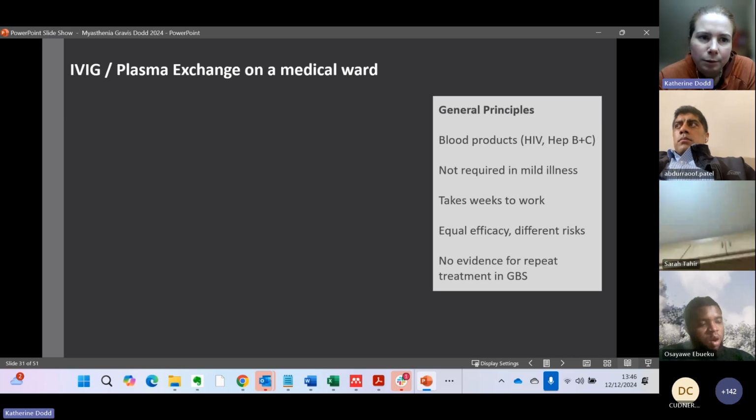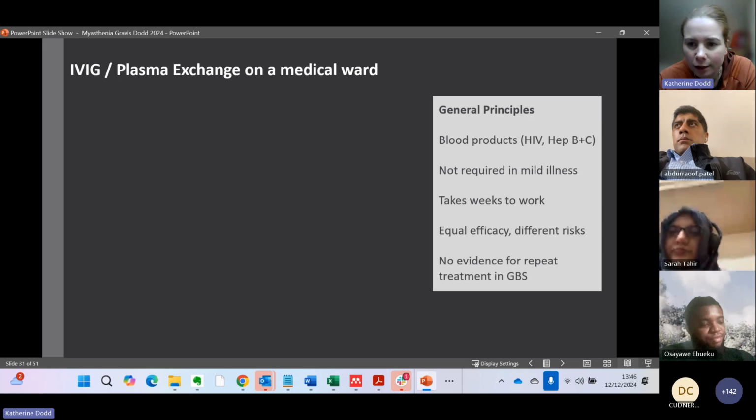Takes weeks to work, probably days to weeks. IVIG probably at least 3 or 4 days before you're going to start seeing an improvement, and even then it's going to be a mild, slow build up over a couple of weeks before you get the maximum efficacy. As I said earlier, IVIG and plasma exchange probably have equal efficacy but different risks.